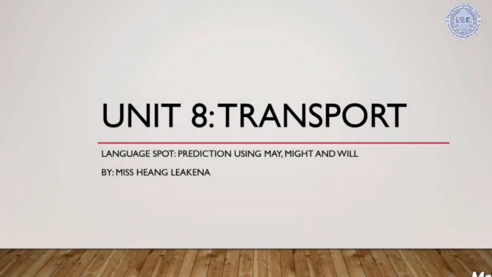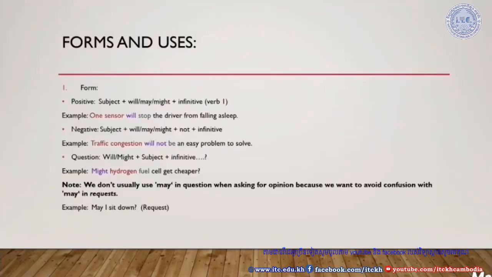So today I would like to review the grammar point of Unit 8, which talks about prediction by using the words will, may and might. And I believe that before the break I've shared some documents for you guys to read already, right? So in this video everyone, I will explain in detail the forms and the uses, because they are the two main focuses in grammar. And we'll start with the forms.